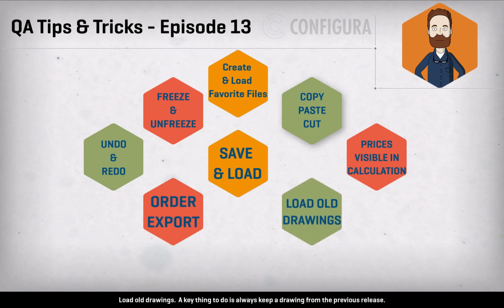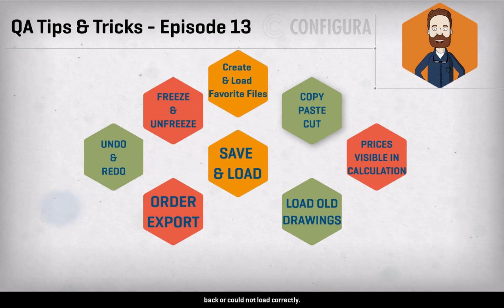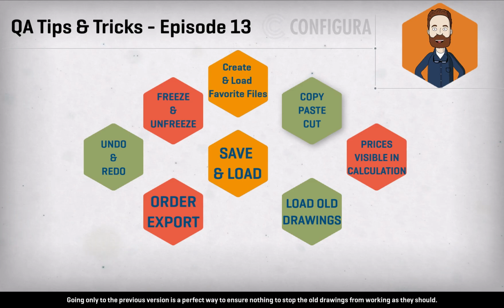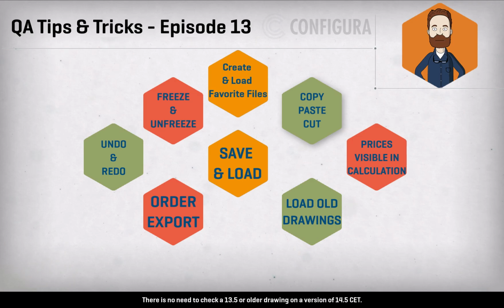Load old drawings. A key thing to do is always keep a drawing from the previous release. So if the current version is 14 and you're testing 14.5, try loading one of those drawings from 14. It's important to not try to use a drawing from too far back, or it could not load correctly. Going only to the previous version is a perfect way to ensure nothing has stopped the old drawings from working as they should. There is no need to check a 13.5 or older drawing on a version of 14.5 CET, so it's important to make sure you always have at least one drawing that is only one release behind.